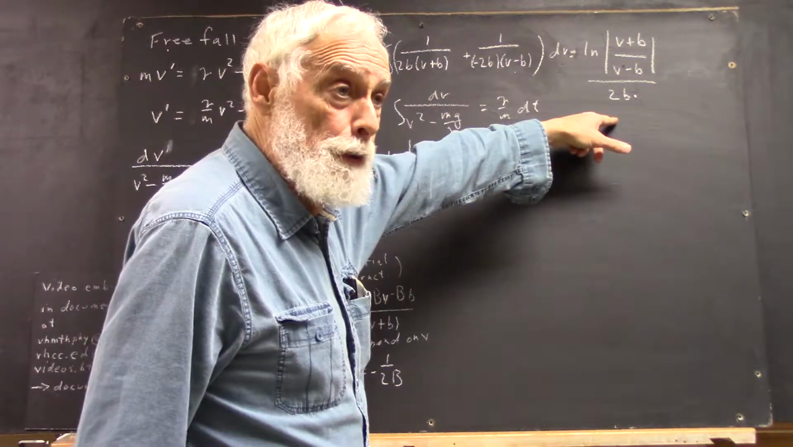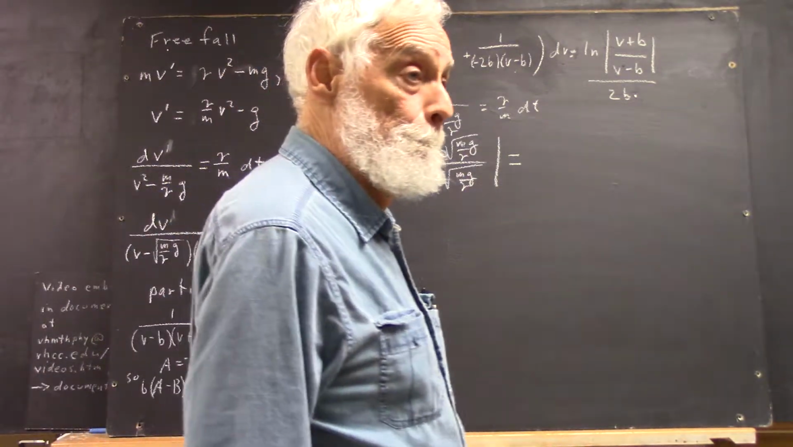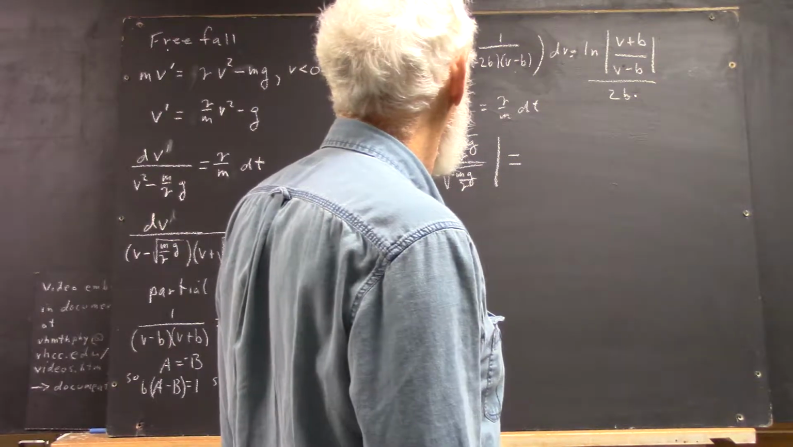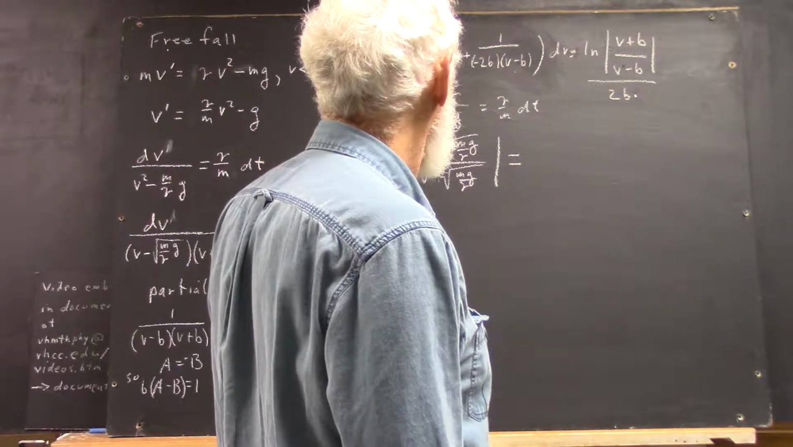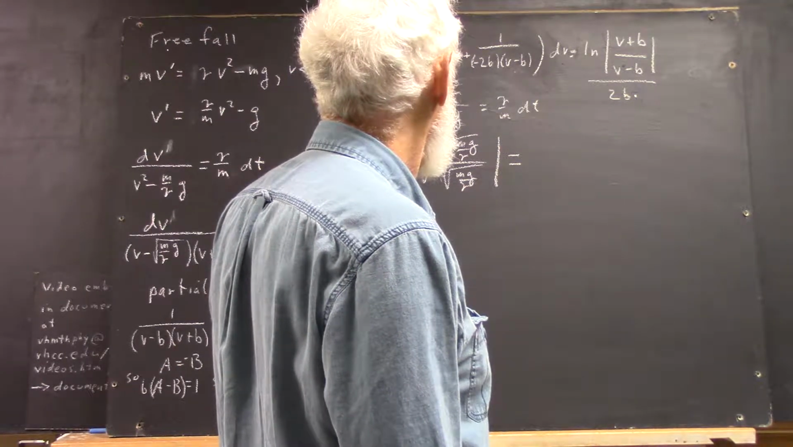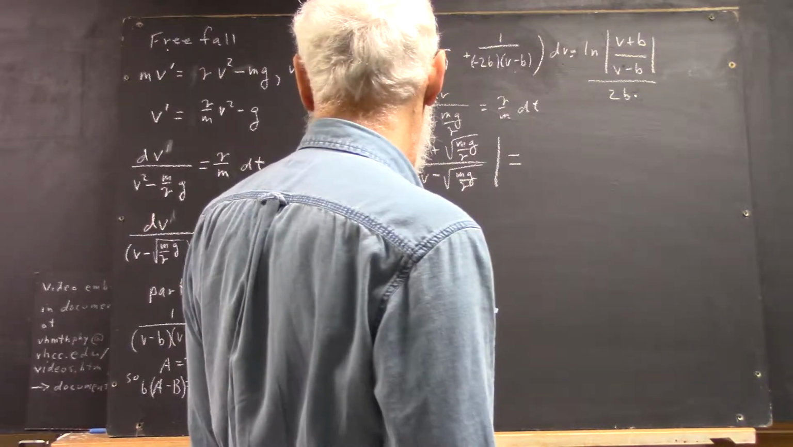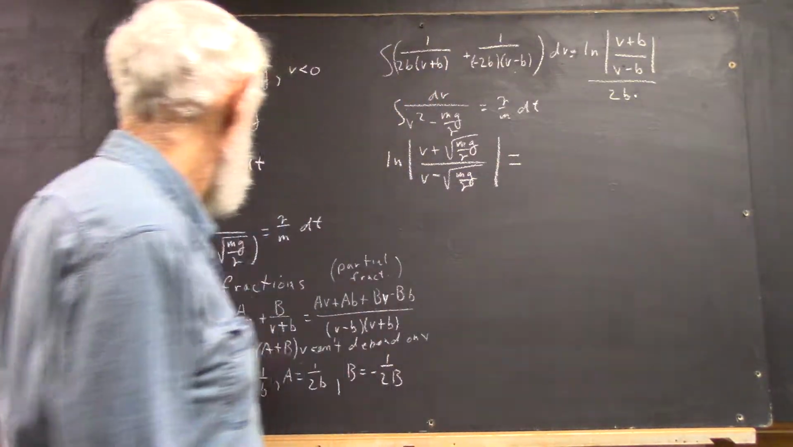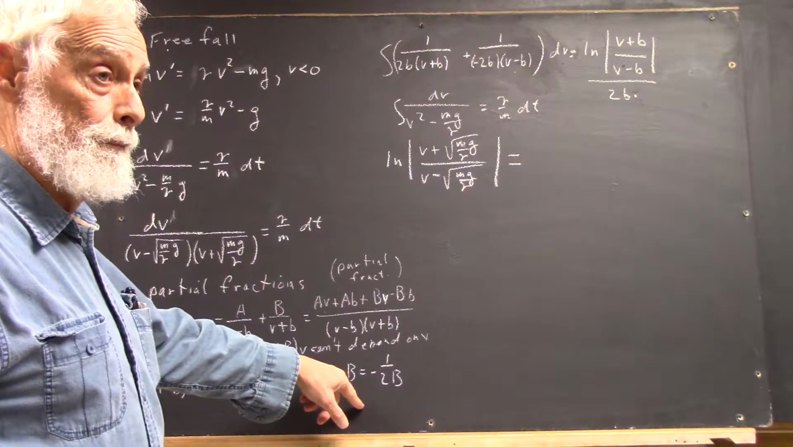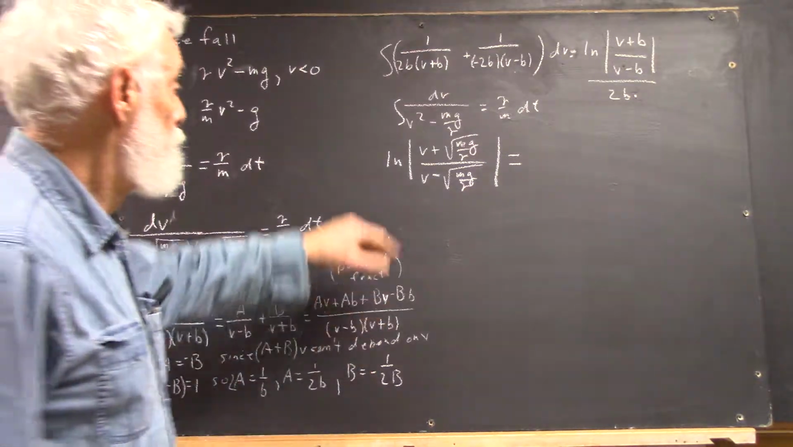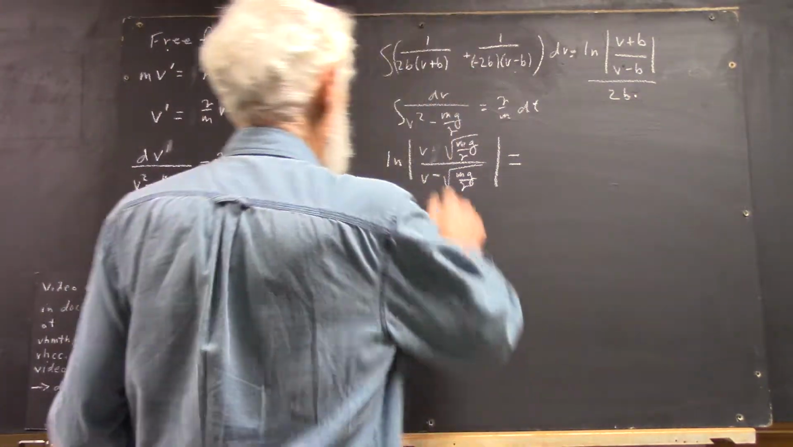notice I don't have the 2b here. You got them backwards. It's 1 over 2b, b minus b. A was over b minus b, and b was over b plus b. You're right, I had it minus here and plus here. Okay? So, yep, we make that correction.